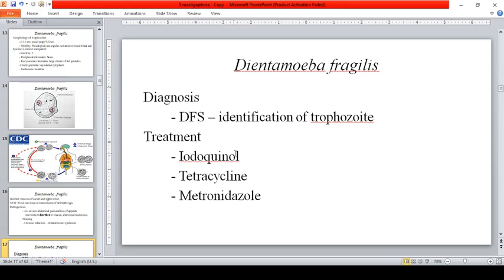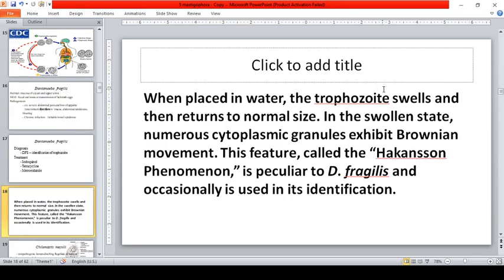Okay, guys, so when Dientamoeba fragilis is placed in water, what will happen? The trophozoite swells and then returns to normal size. In the swollen state, numerous cytoplasmic granules exhibit Brownian movement. This feature is called the Haakanson phenomenon, and that is peculiar, an identifying characteristic of Dientamoeba fragilis, and occasionally is used in its identification.